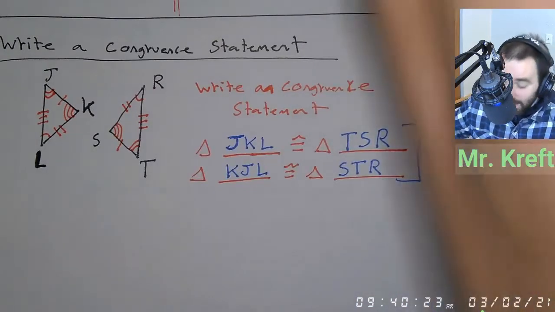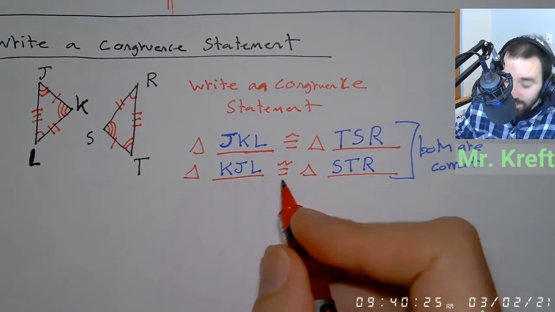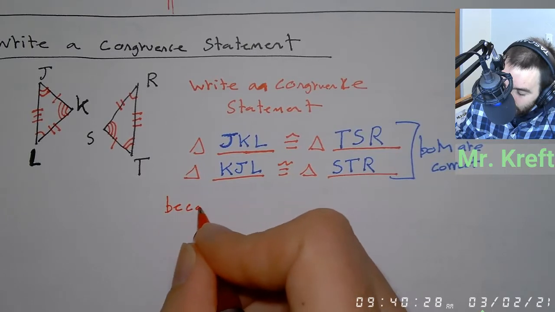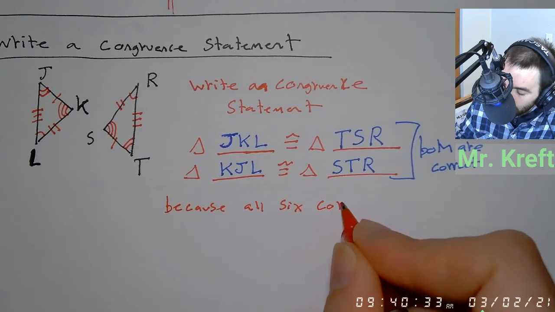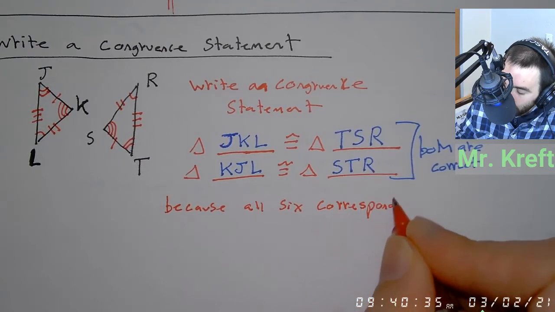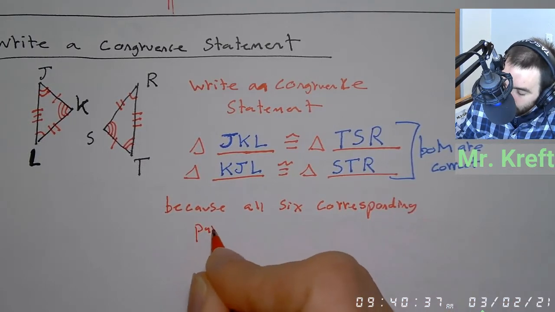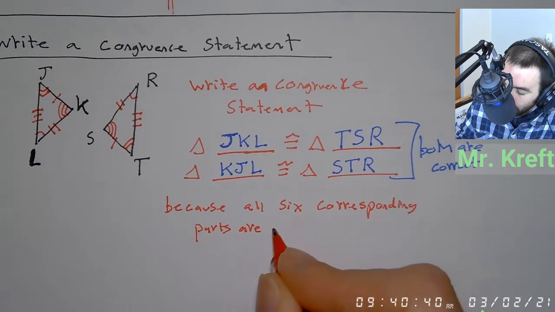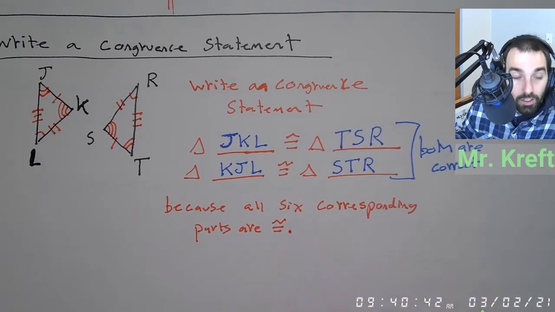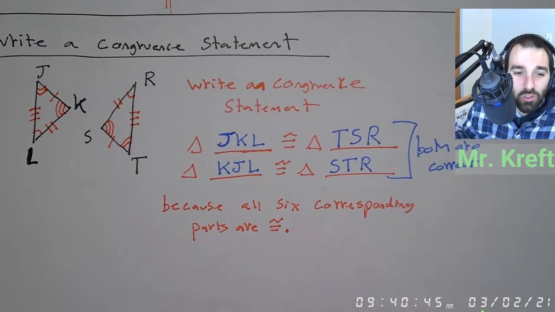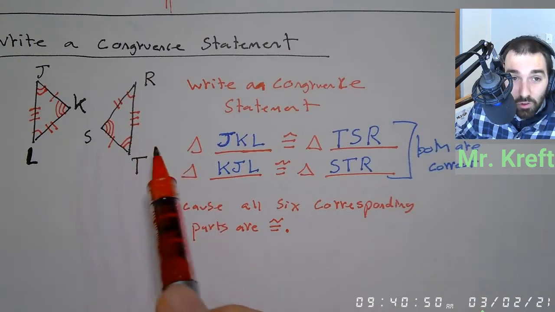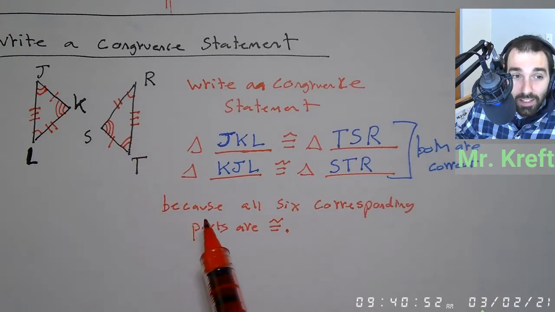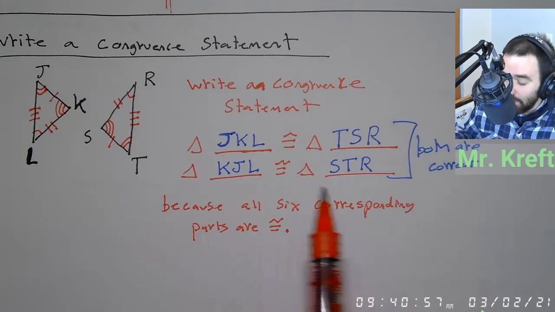Okay. Now, one thing I do want to add here, why are they congruent? Because all 6 corresponding parts are congruent. Okay, that's our reason, right? So if we're going to be doing proofs, because that's what's coming next trimester, proving triangles are congruent, then our reason in our proof would be all 6 corresponding parts are congruent.